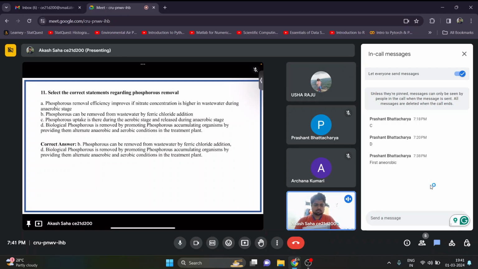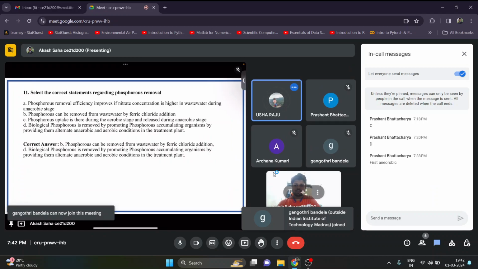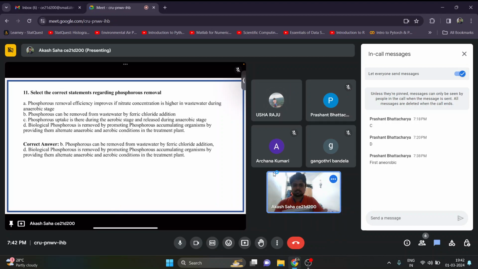So that means uptake of phosphorus is there during the aerobic stage. No, uptake is not there. Diphosphate release is there. So I think there is some doubt. We will discuss it maybe later. For the interest of others, we will move on to the next question. Please take this up later; I will give you all the proper steps, the complete steps, and then we can discuss. Okay.